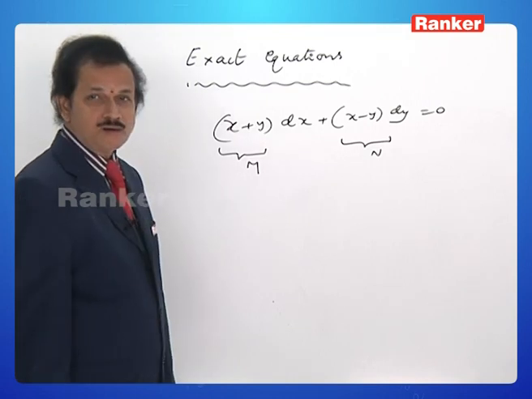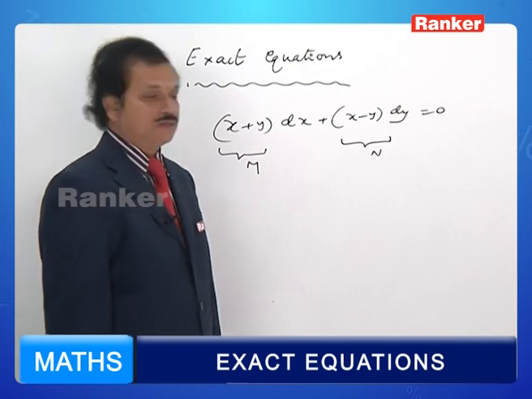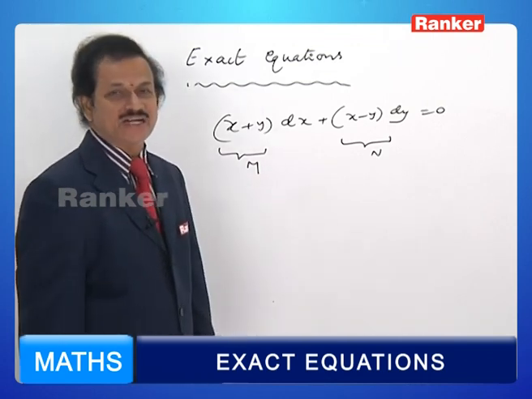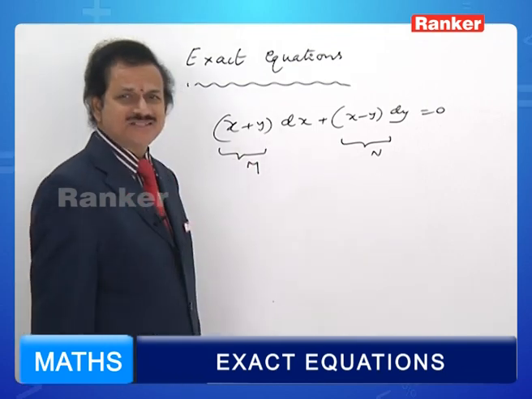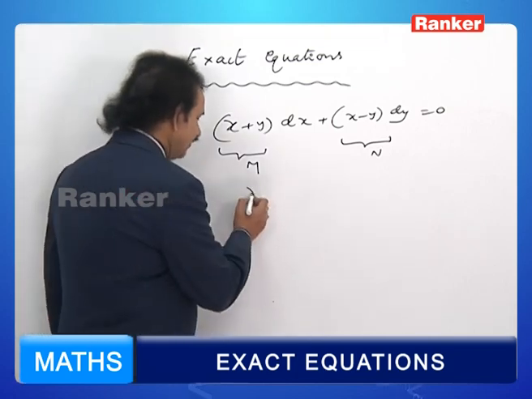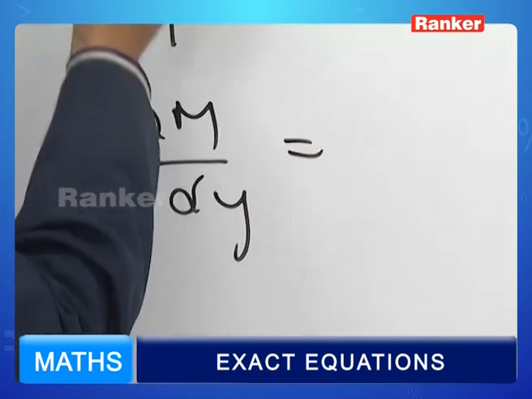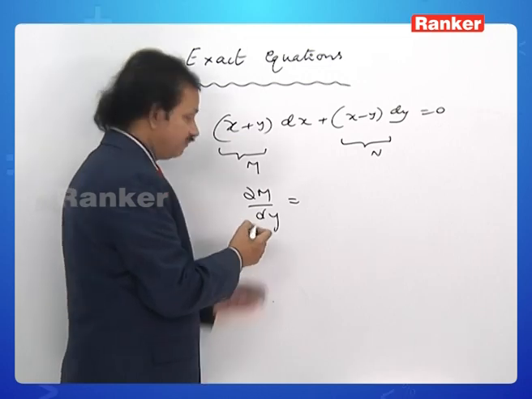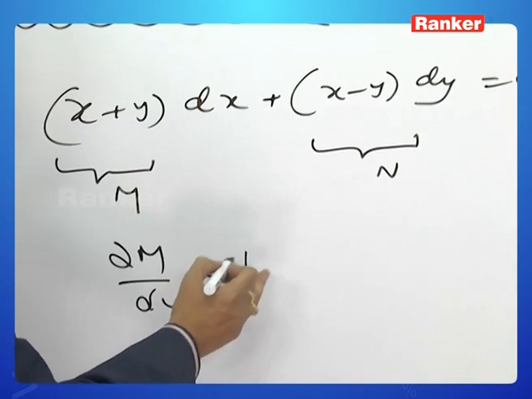This is in the form of an exact equation. But we should not declare that it is exact unless we test it. What is the test that is to be tested? Consider ∂M/∂y. What is ∂M/∂y? For x it is 0. Why? Because we are taking the partial derivative, isn't it? 0 plus 1 is 1.